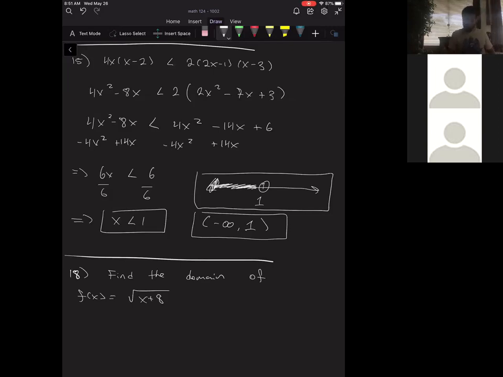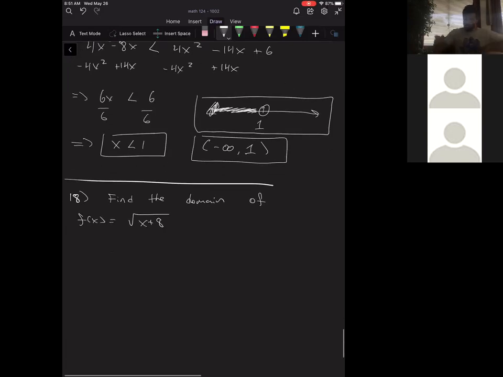So find the domain of the square root of x plus 8. Remember that whenever we're finding the domain of a square root, does anything on the inside, this blob, it could mean anything. When we're trying to find the domain, all we do is take that inside, that blobby thing, and set it bigger than or equal to 0. And then we solve this inequality. That's all we need to do when we're finding domains of square roots.